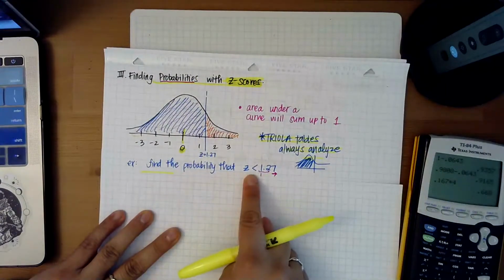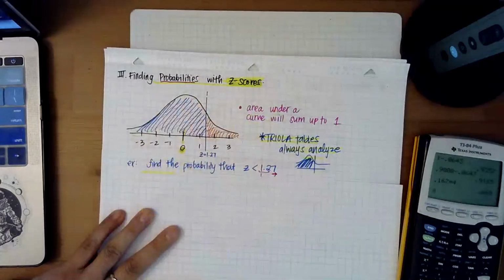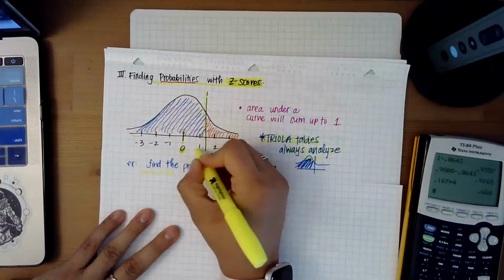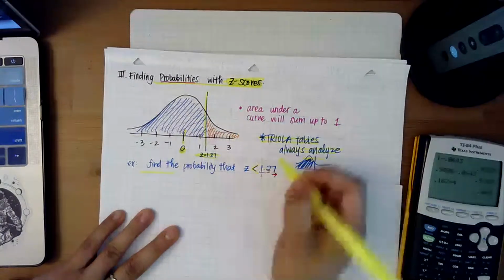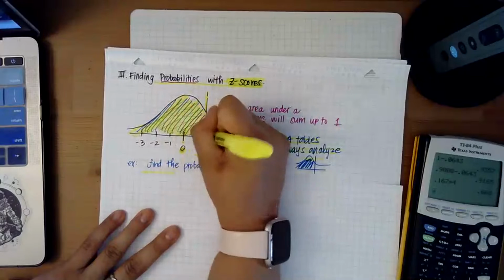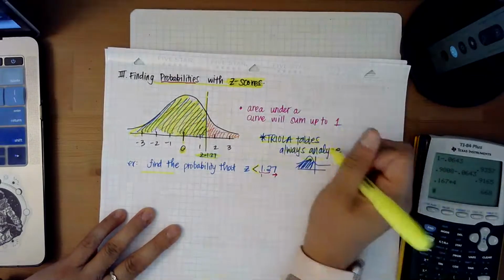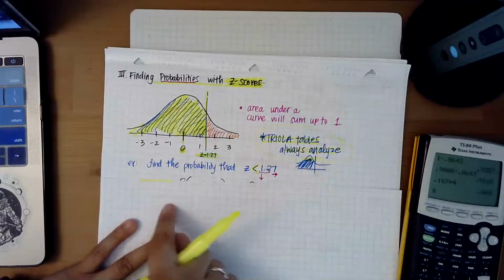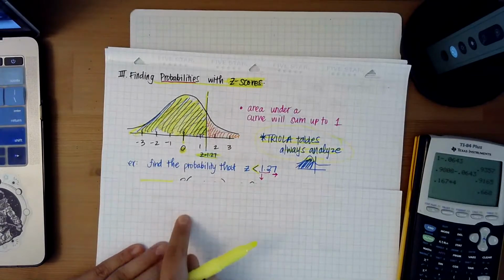Find the probability that z is less than 1.27. So here's my z curve. I'm looking at 1.27. 1.27 falls between 1 and 2, closer to 1. And it's saying less than, which means I'm only focusing on this left-ended part here. That's what I'm focusing on. So if I go to my Triola table, I'm going to look at 1.2. So there's going to be rows that say 1.1, 1.2. So I'm going to look at 1.2.